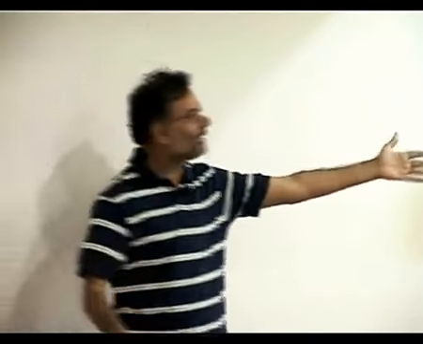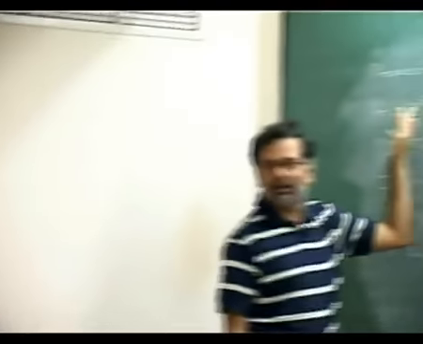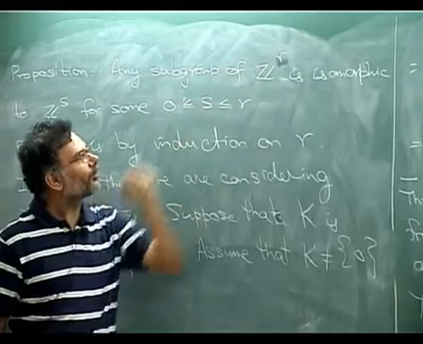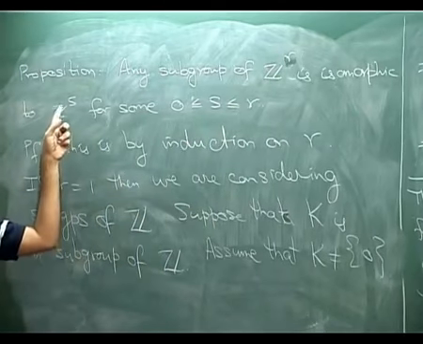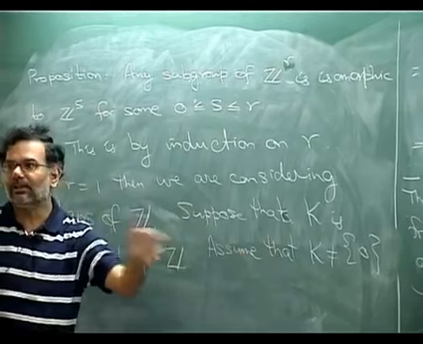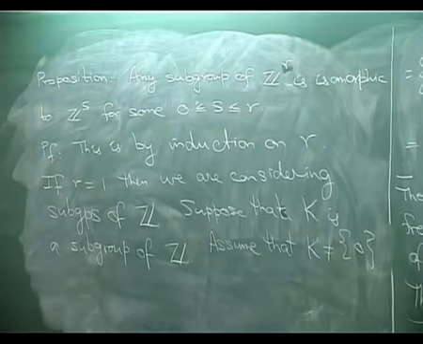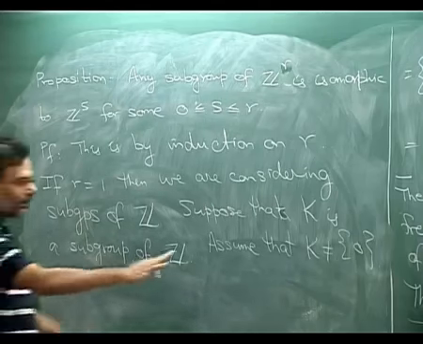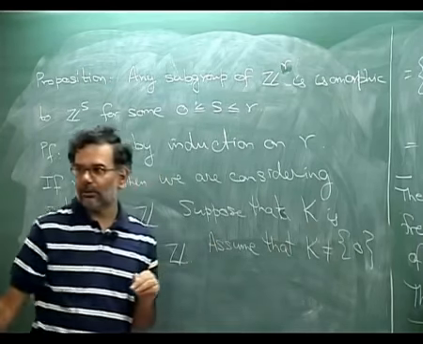It says that every subgroup of Z^r is isomorphic to Z^s. For r equals 1, it says every subgroup of Z is isomorphic to Z^s, where s is between 0 and 1. That means it's either the 0 subgroup or it is cyclic. Every subgroup of Z is either 0 or cyclic itself. That means it's generated by a single element. It cannot be generated by 2 or more elements. Okay, so assume that K is not the 0 subgroup.